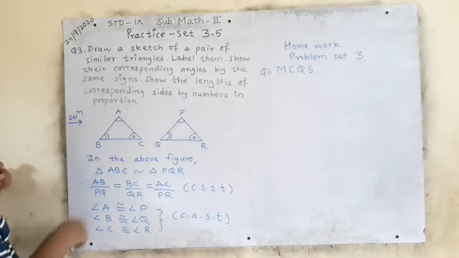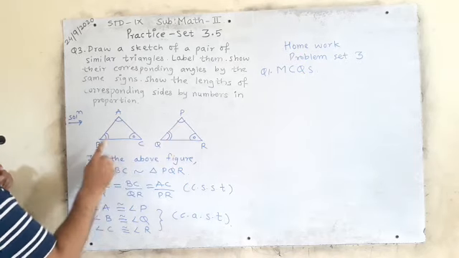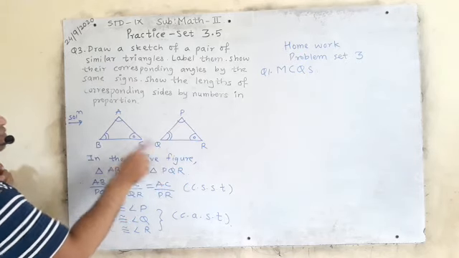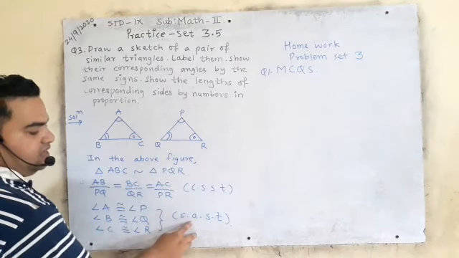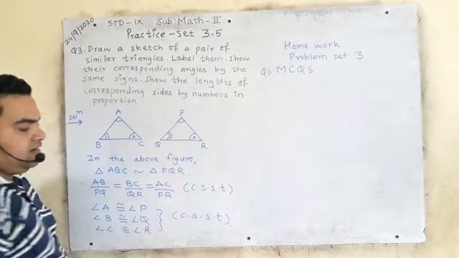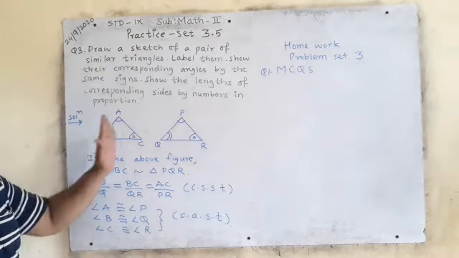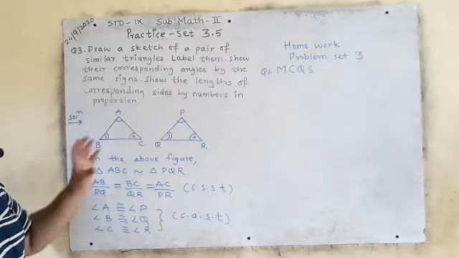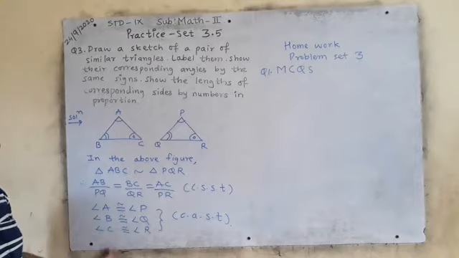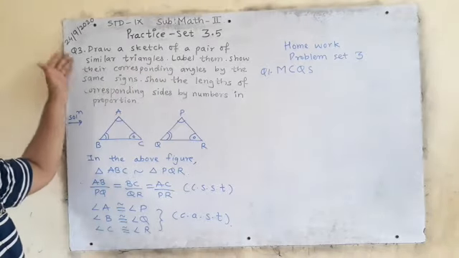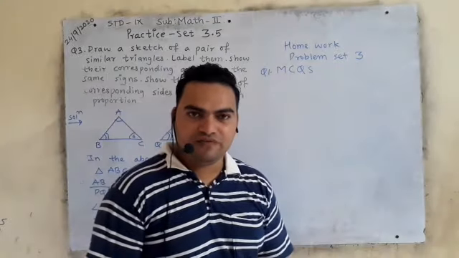Then we have to write the angles. See, angle A is congruent to angle P, angle B is congruent to angle Q, angle C is congruent to angle R. These are the corresponding angles of similar triangles. Is it clear? So these are the corresponding sides, and corresponding angles are congruent to each other. So this is how we have to write practice set 3.5 question number 3, and practice set 3.5 is very much important for 10th standard.